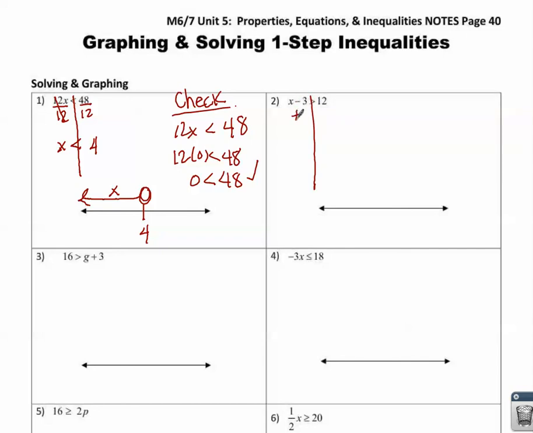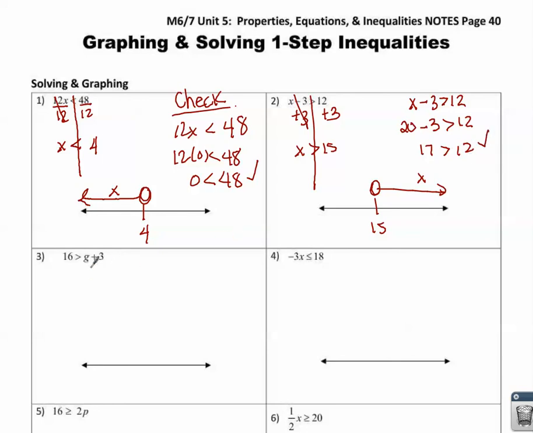X minus 3, so I'm going to add 3 on each side. So I'm left with x is greater than 15. So on my number line, I'm going to plot 15, an open dot. X is greater. Okay, when I go to check my answer, I'm going to write down the original. Something greater than 15 is 20. So I get 17 is greater than 12. That is true.